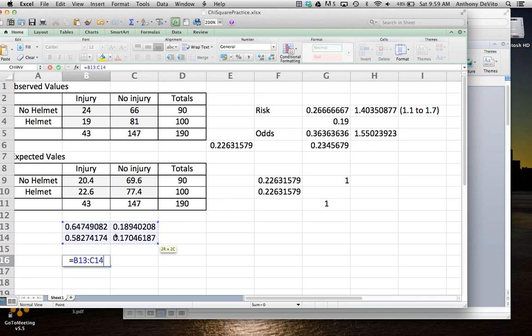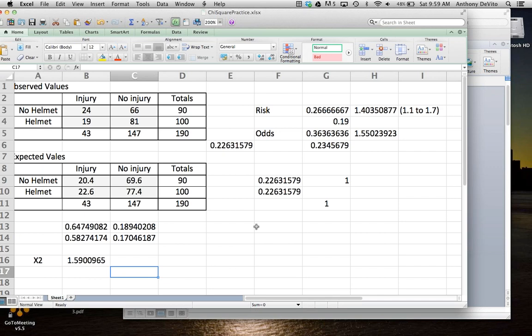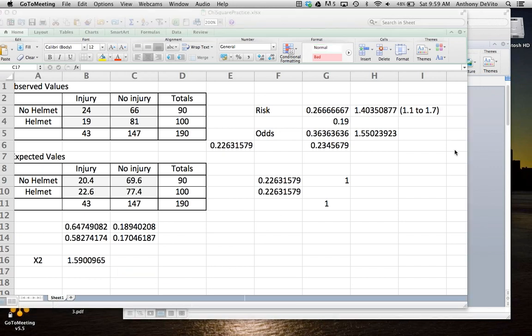So I'm going to add these together. Parentheses. I'm going to add them all together, and my chi-square value is equal to 1.59. Okay, anybody remember what the critical value for chi-square is for a 2x2 table?